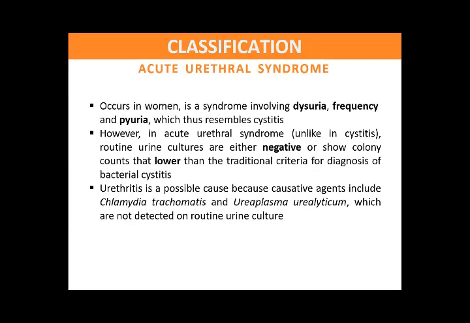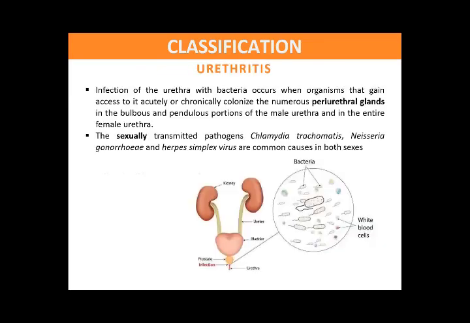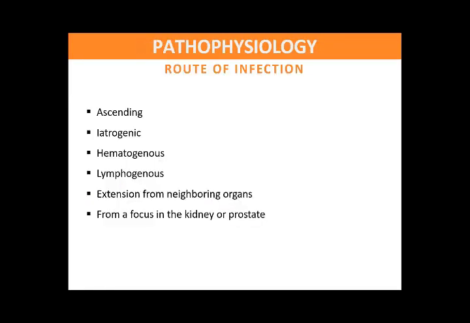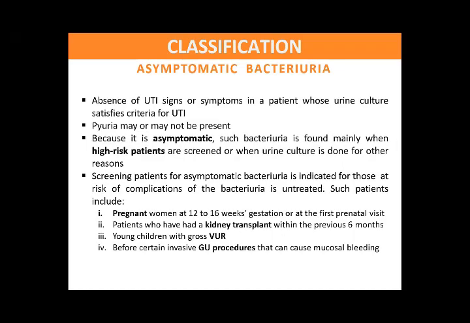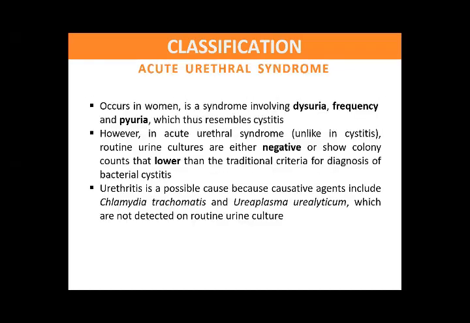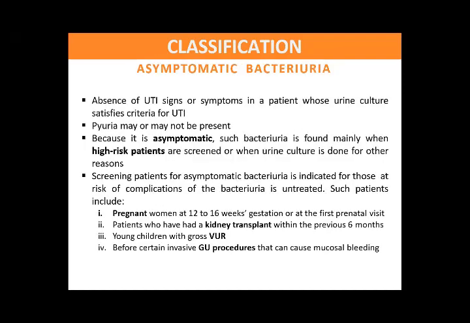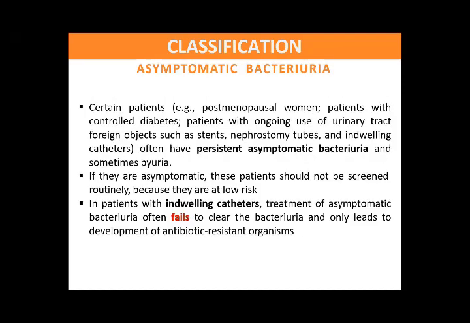Acute urethral syndrome, as I told you, happens in women who have dysuria and asymptomatic bacteriuria. Now we have certain patients, especially postnatal women, patients with controlled diabetes, and patients with ongoing use of urinary tract foreign objects such as stents, nephrostomy tubes, and indwelling catheters, who often have persistent asymptomatic bacteriuria and sometimes pyuria. So these are the patients who have a high risk of getting bacterial infection, but they are asymptomatic.